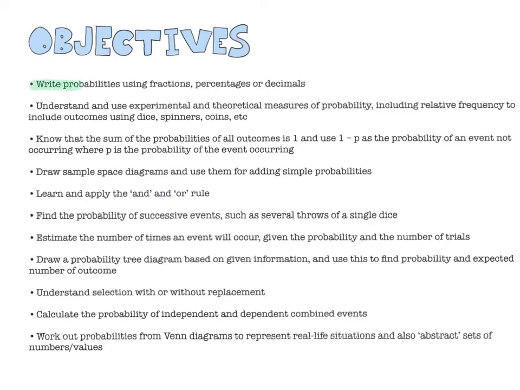So these are our objectives that we usually have in our folders. I'm not sure if you've got them at home or not. The first one we're going to look at is just writing probabilities using fractions, percentages and decimals. You already know how to do this, so this should just be a short recap.